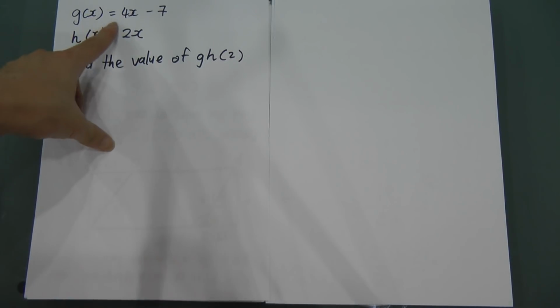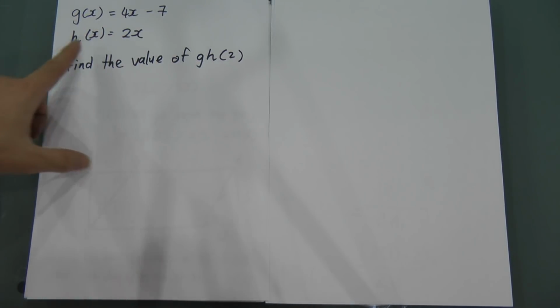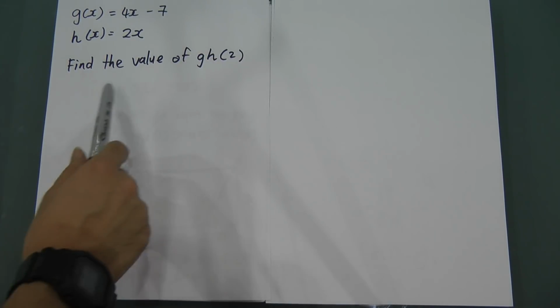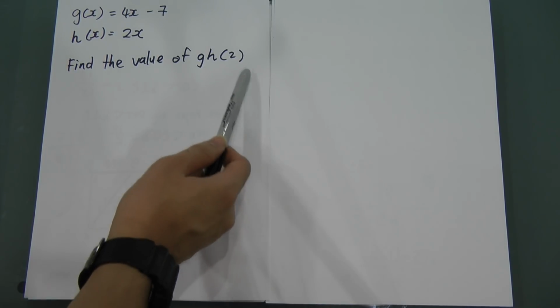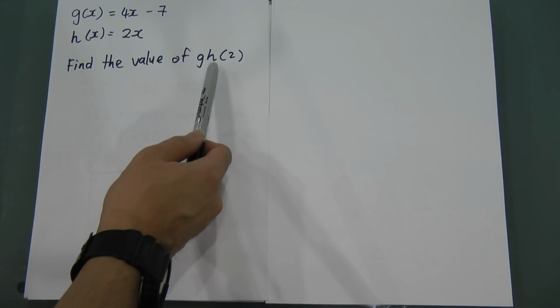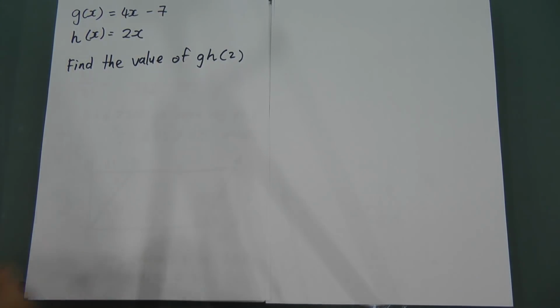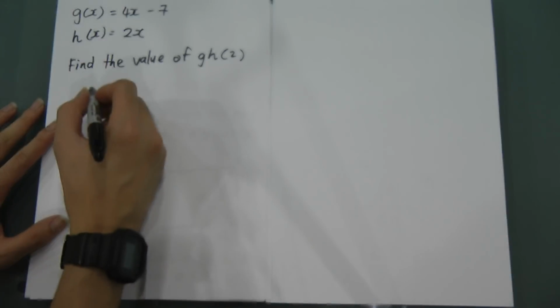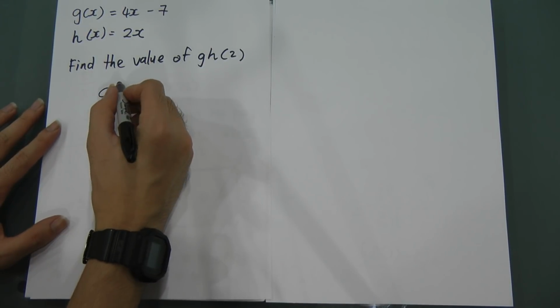g(x) is equal to 4x minus 7 and h(x) is equal to 2x. He asked us to find the value of gh(2). So he wants to combine g and h. This is what we call a composite function. Before we start, we have to understand what is meant by gh(x).